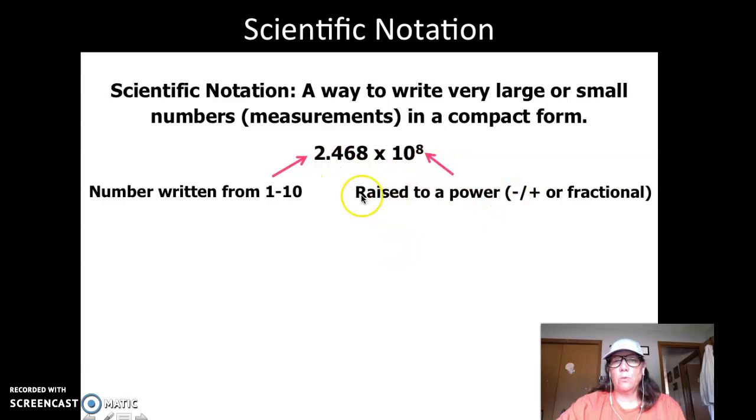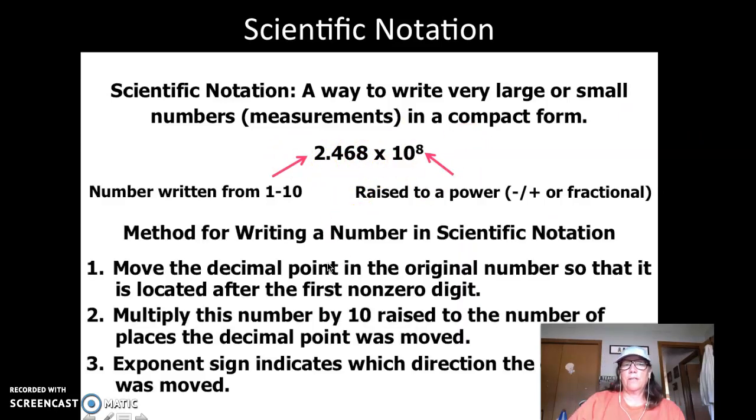So if I really wanted to write this number not in scientific notation, I'd move this decimal over 8 places. So I'd go 1, 2, 3, and then I'd add 5 zeros. And that's this number when it's not in scientific notation. Okay. So again, the method is you move the decimal in the original number so that it's located after the first non-zero number. So right here. Then you count how many places you moved it over, and that's the power of 10. So you can do that when you're working with really big numbers or really small numbers.